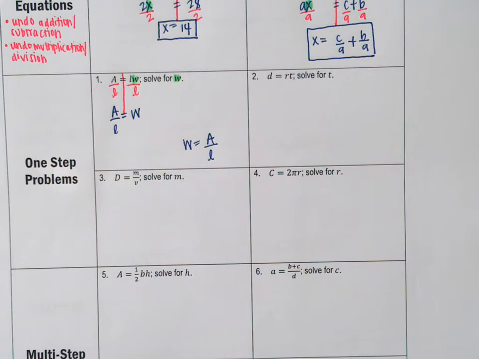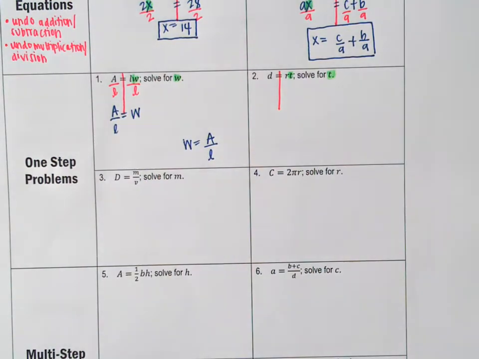Okay, so I want you to look at number 2. Distance equals rate times time. That's one of your science formulas. And it says solve for t. So what I want you to do is try number 2 on your own. So pause me here and try this problem on your own.